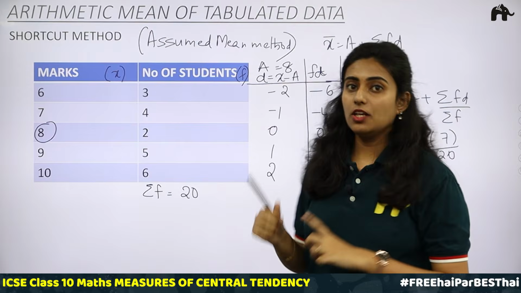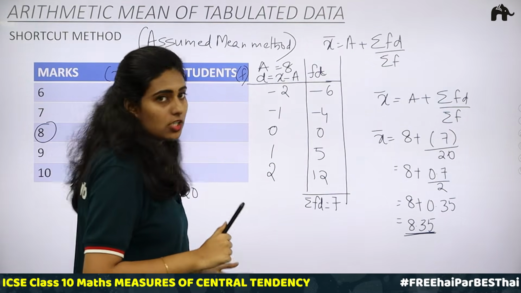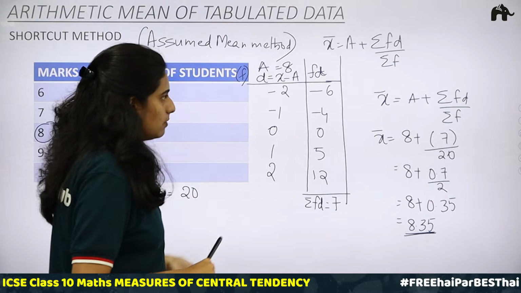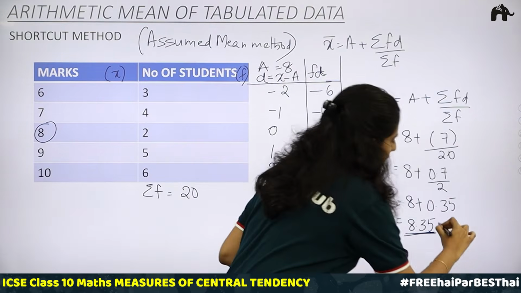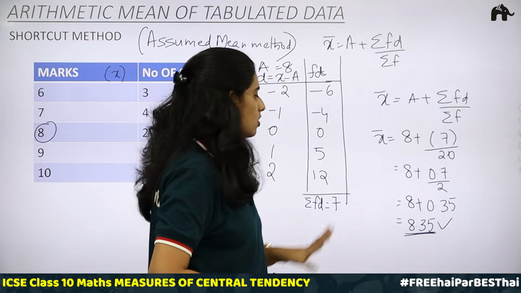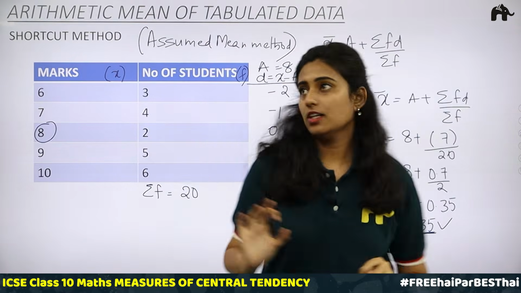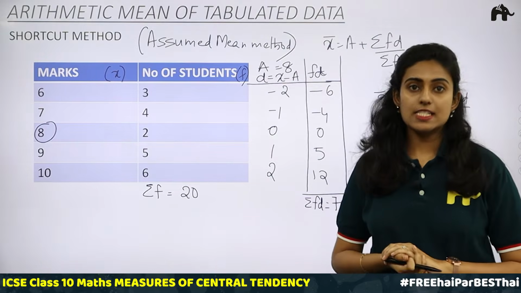In the shortcut method, you need an assumed mean. With assumed mean and deviation, taking the product of deviation and frequency, we will be finding the summation of FD and summation of F. With assumed mean, we will be putting values, we will be getting the same answer. Okay, in the direct method also we got 8.35. There will be no change in the answer. So understood what is the shortcut method? Okay, so next let's move on to the step deviation method.